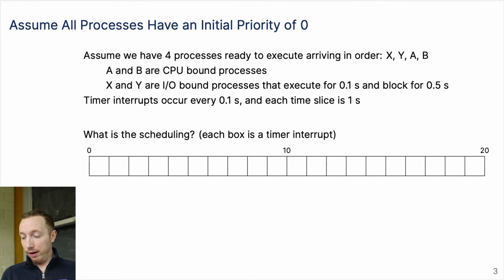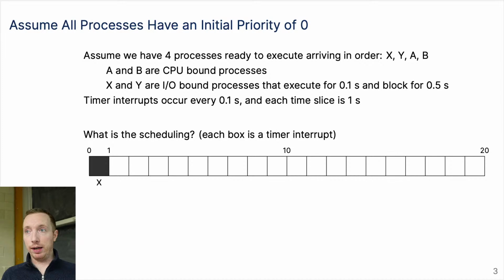If I assume that they're all ready to execute, and I get them in arrival order X, Y, A, B, what should execute first? X. X was the first one there, and they all have the same priority in this, so I would execute X. Based off the question, it just executes for 0.1 second, so it only executes for one timer interrupt. And then it blocks for 0.5 seconds, so we can't schedule it anymore. We have to pick a new process.